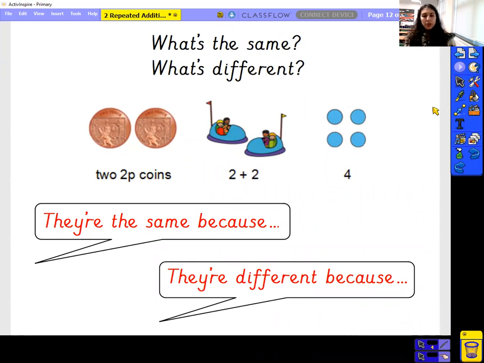So here's another opportunity for you to pause the video and have a look at these representations that I've got and have a think. What is the same about all these representations? And what is different about them? And maybe it would be a good idea for you to write some of these down and send them through to your class email accounts for us to have a look at.